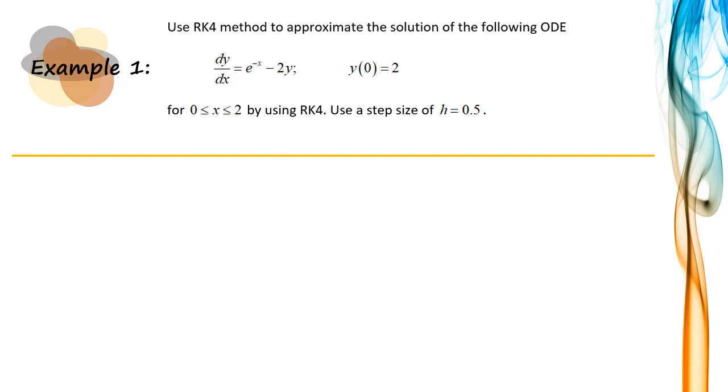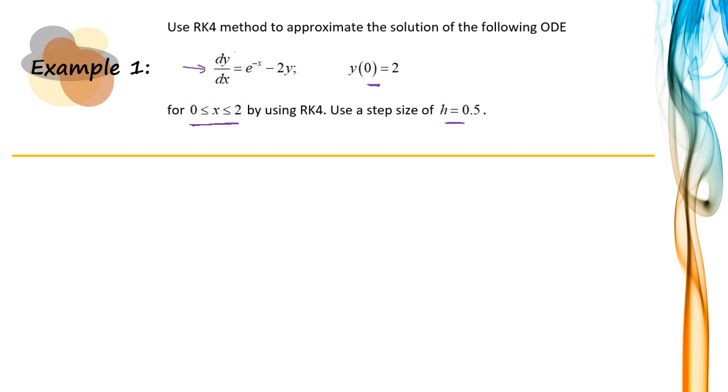So now let's try one example. Use the RK4 method to approximate the solution of the following ODE. This is our differential equation: dy/dx = e^(-x) - 2y, and the initial condition given is y = 2 when x0 = 0. For the interval, x starts from 0 until 2 using RK4, and our step size h is equal to 0.5.